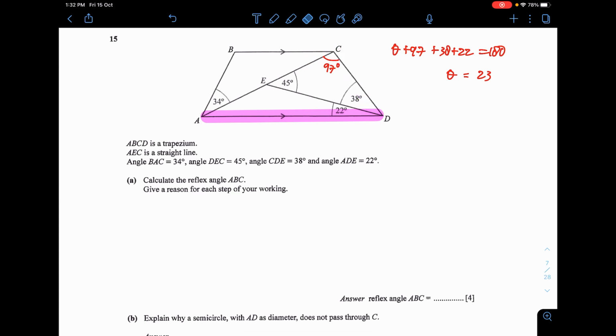Let me erase the thing again. This is 23 degree. Then in order for us to find the angle ABC, I just take 180 minus 23 minus 34. I get 123. However, the question asks you to find the reflex angle, meaning to say take 360 minus 123, and that will be 237.